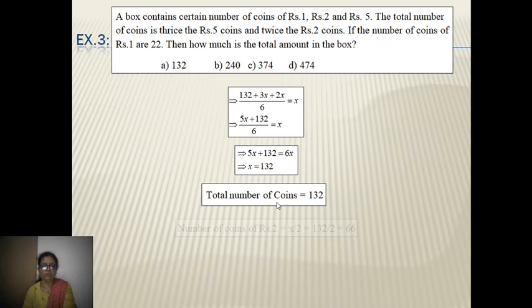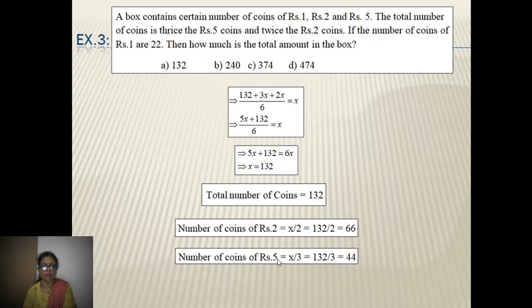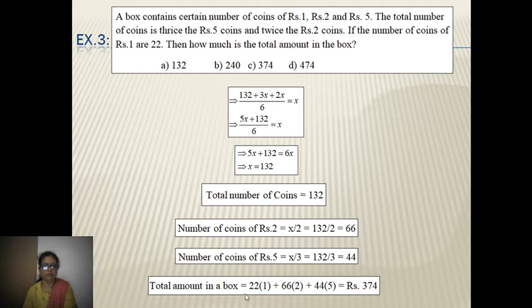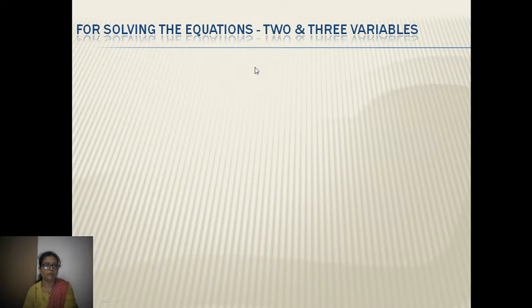Therefore, the number of coins equal to 132, the number of coins of rupees 2 is 66 and the number of coins of rupees 5 is 44. Therefore, the total amount in the box is 22 into rupee 1 plus 66 coins of rupee 2 into 2 plus 44 coins of rupees 5 into 5. That means the total amount is 374. Our answer is C, 374.